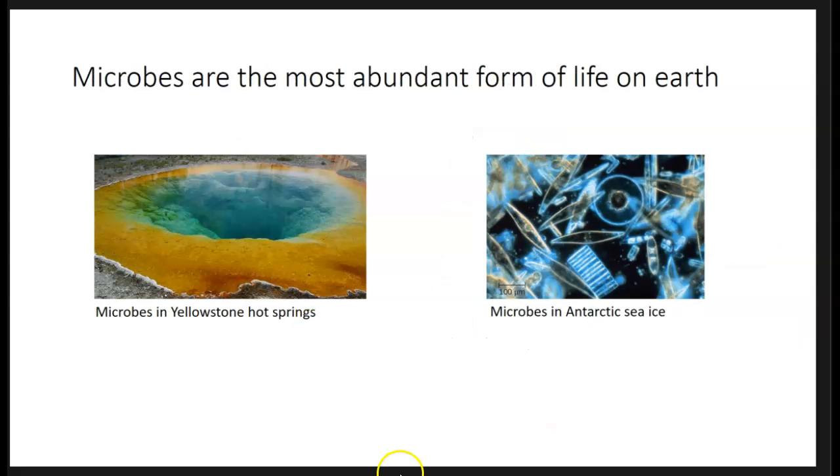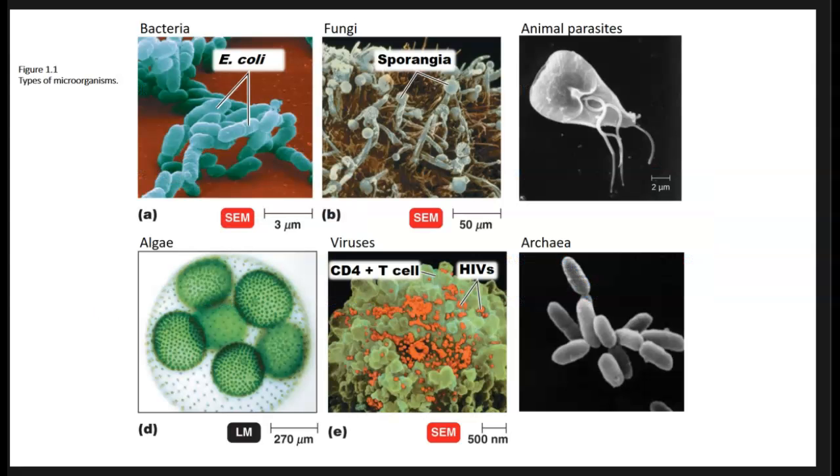So microbes are the most abundant form of life on Earth. They're all over the place, from boiling hot springs in Yellowstone National Park to the freezing ice of Antarctica. And they come in lots of different shapes and sizes and varieties. These are several different examples of types of microbes that we'll talk about in this course.